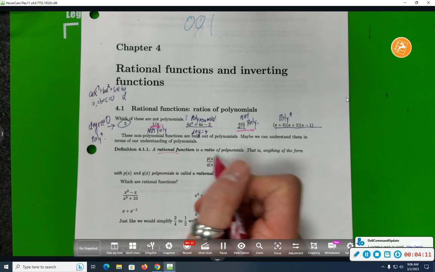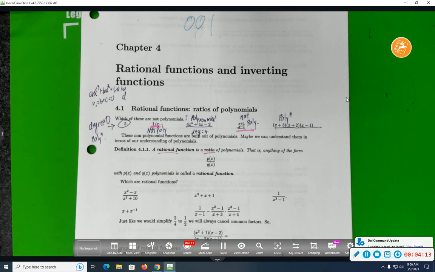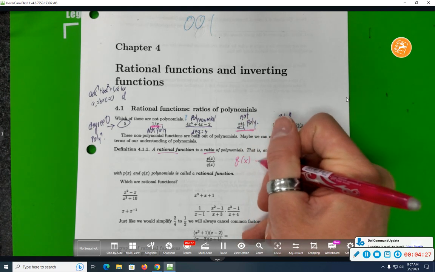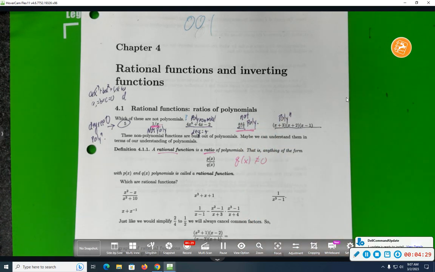A rational function is a ratio of polynomials, same as a rational number is a ratio of integers. If you can write a function as polynomial divided by polynomial, it's a rational function. I guess you better have q of x not equal to 0 if you're going to divide by it. Can't divide by something that's 0.